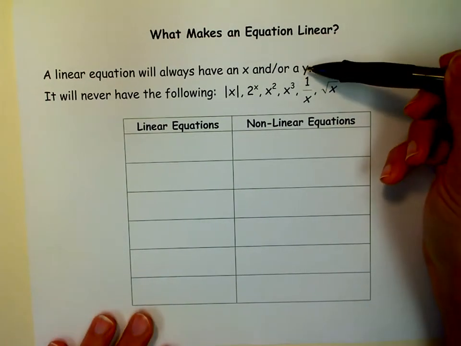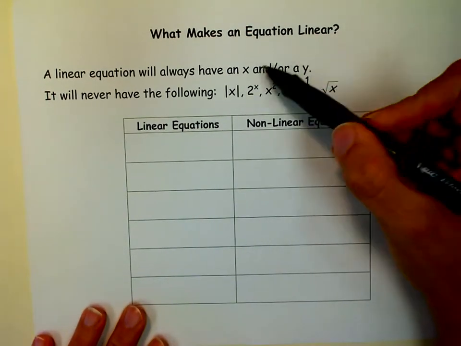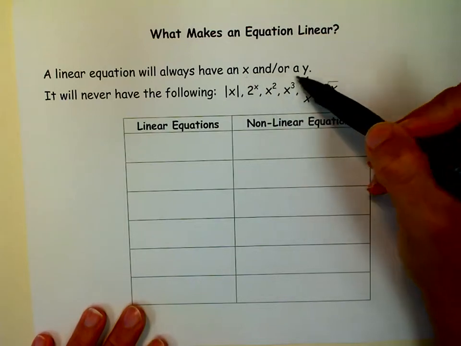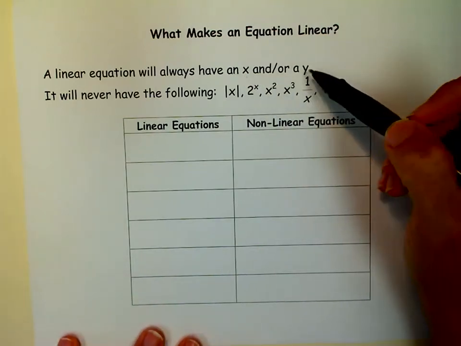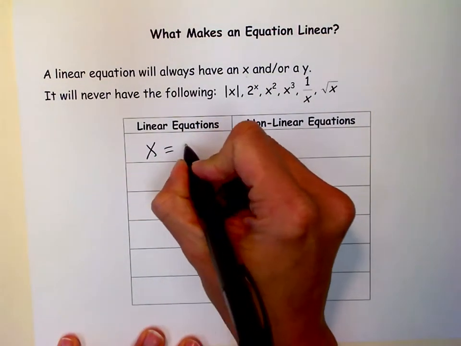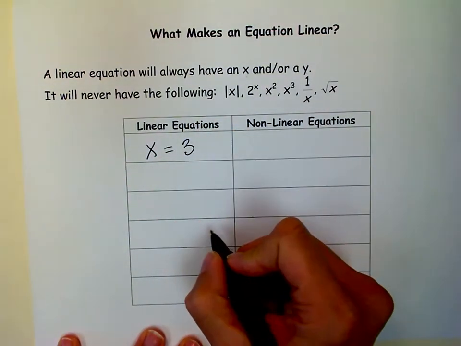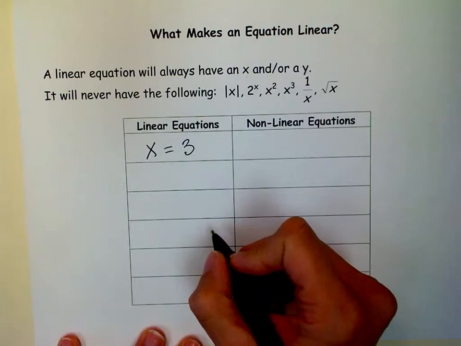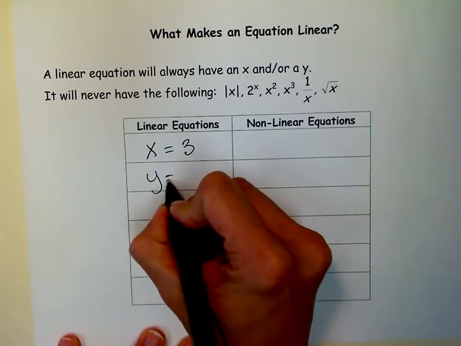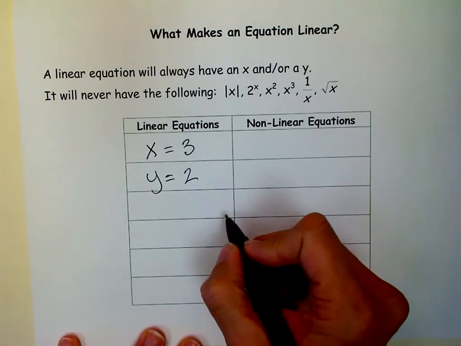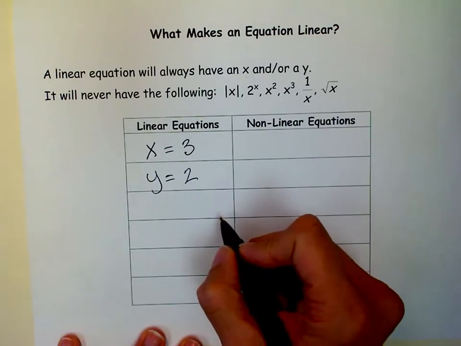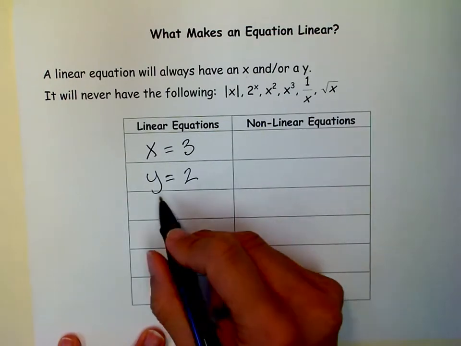To find out what a linear equation is, remember that it will always have an x or a y, but most of the time you see it, it will have both. If it just had an x, it would look like x equals 3, or x equals -4, or x equals 1/2. If it just had a y, it would look like y equals 2, or y equals -7, or y equals 1/3, something like that with just a y.